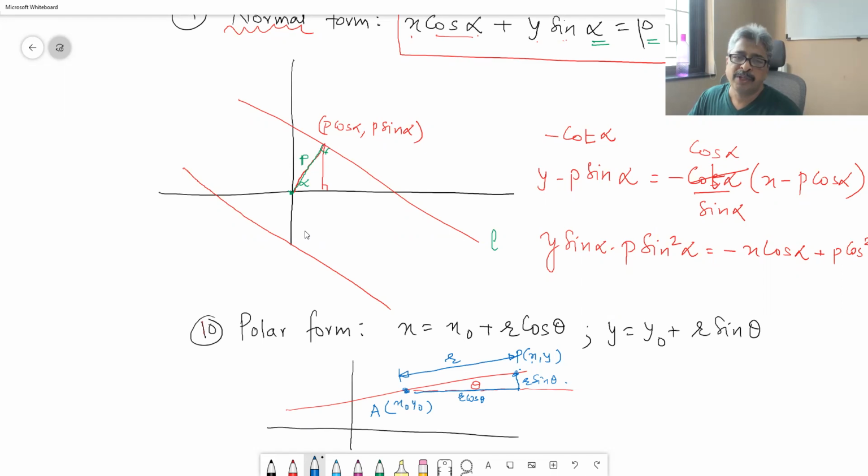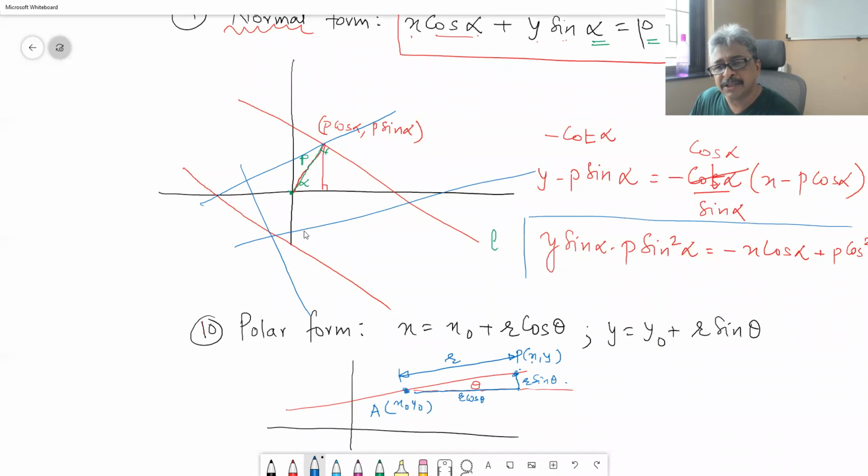So whether the line is like this, or like this, or like this, the equation is not going to change, because while developing it, we have not given any consideration to the angle being in the first quadrant. Similarly here, this is any point on the line.